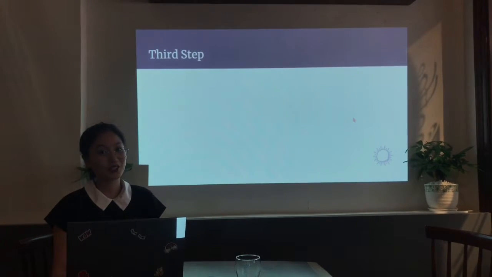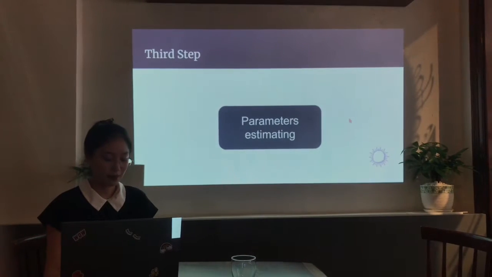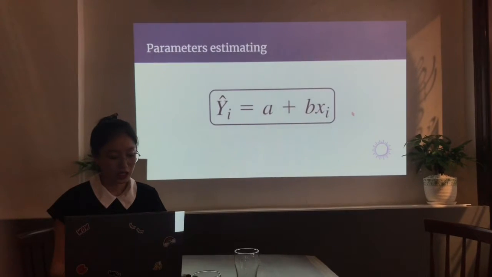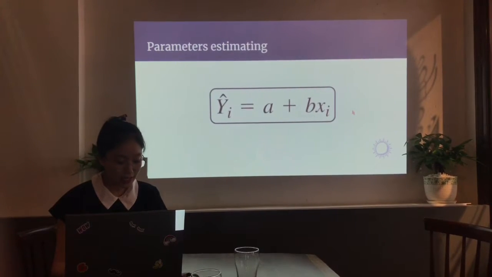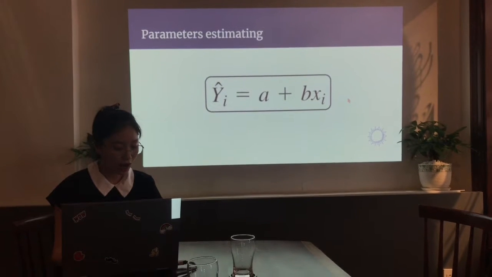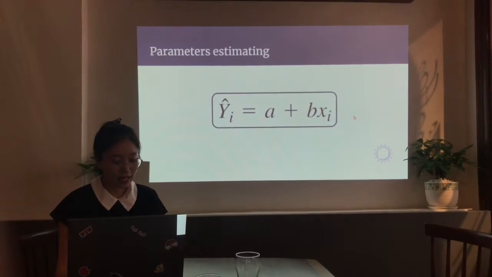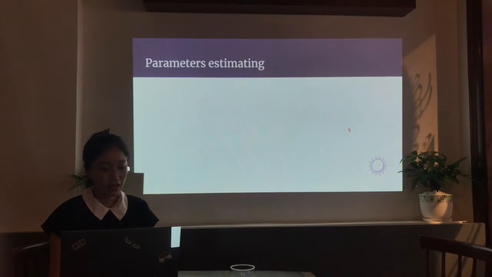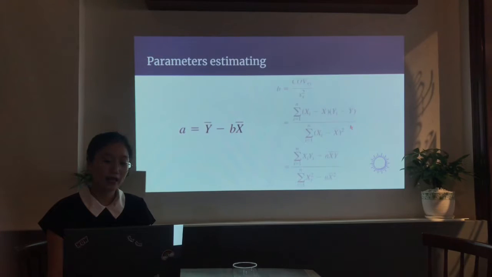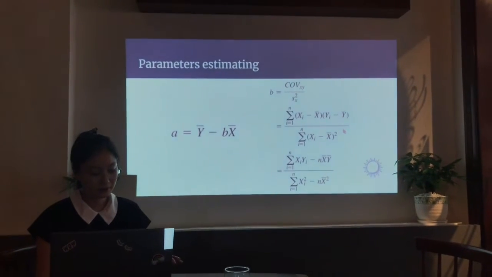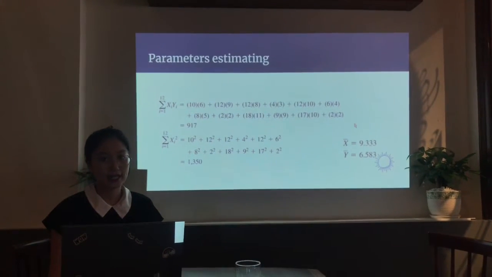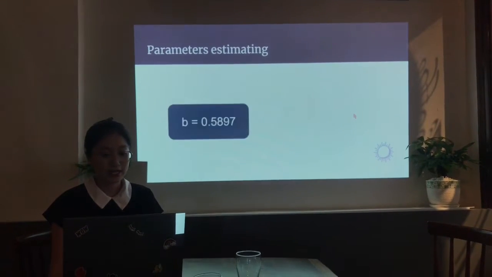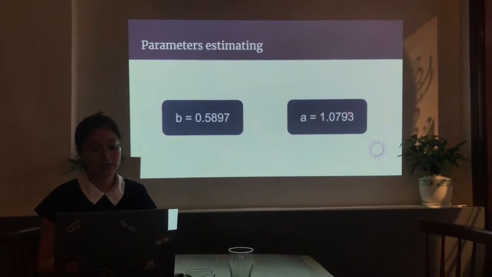And now we will go to the third step, which is parameter estimation. We'll have this formula. Y hat here is the estimated or predicted value of y_i, and a and b are the estimators of beta 0 and beta 1. And we will have the formulas for a and b, the intercept and the slope. Using the numbers in data table 17.1 in SPSS, we will get the intercept and the slope.